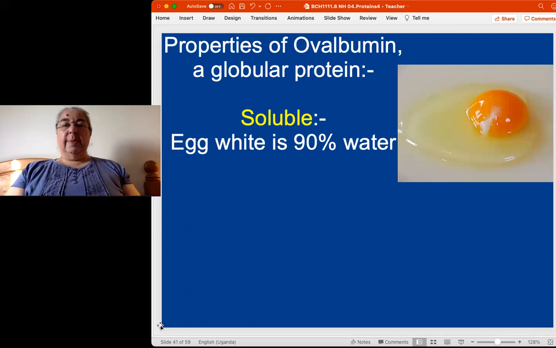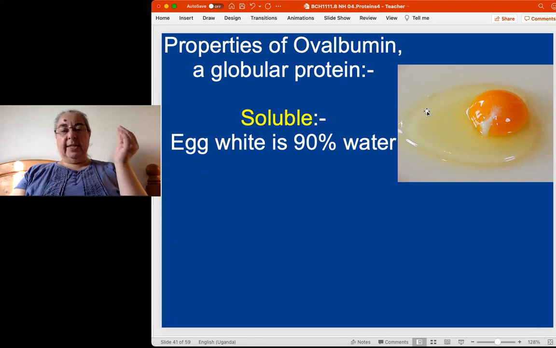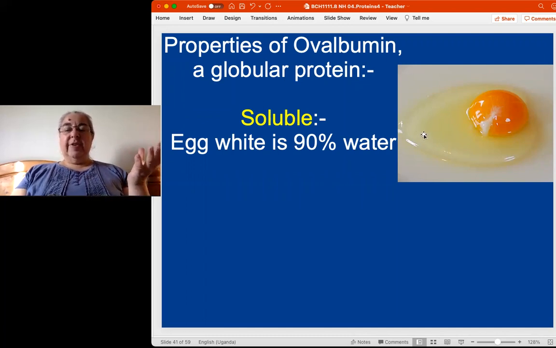Okay, so let's think about some of the properties of ovalbumin. So first of all, it's soluble. Remember that we said that the egg white is 90% water, but I think if you think of feeling an egg white between your fingers, you know that it doesn't feel like water. It feels slippery and a little bit sticky, yes? So egg white is 90% water, but the 10% of protein that's dissolved in that water changes the nature of the solution. So it's a solution of protein, mostly ovalbumin, in water. And it's quite soluble. So 10% of the total mass of egg white is protein.